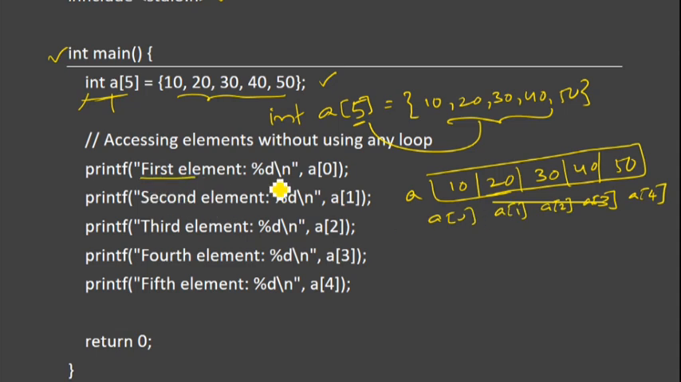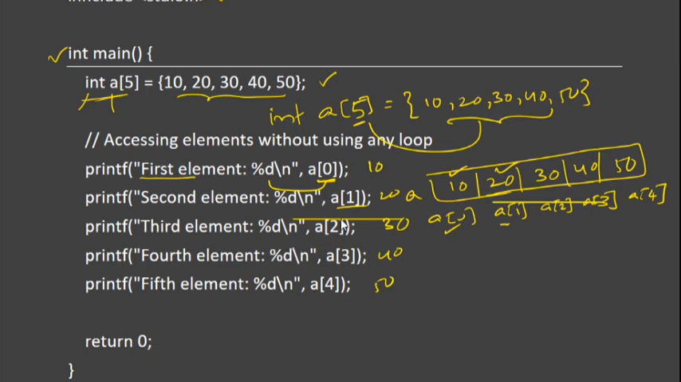Now the first element, 10, is stored in a of 0, so you just mention a of 0 with percentage d, and I'll get my 10 as output. A of 1 is 20, so 20 will be my output, and a of 2 means 30, so here 30 will be displayed as output, and then 40 and 50. So like this we are going to access the array values.